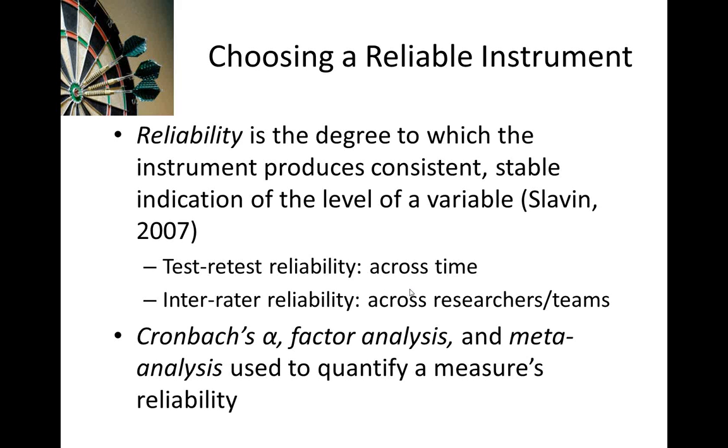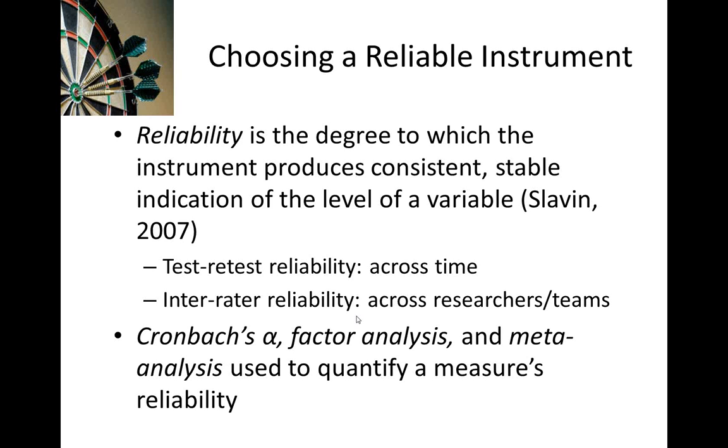So whether it's across time or across research teams, this is what inter-rater reliability pertains to. If you have multiple groups and they find conflicting results, well, that's really going to be a problem because it suggests that there's something about implementation of that instrument that is not robust against having different people use it. So these two criteria are very important in terms of choosing an instrument.